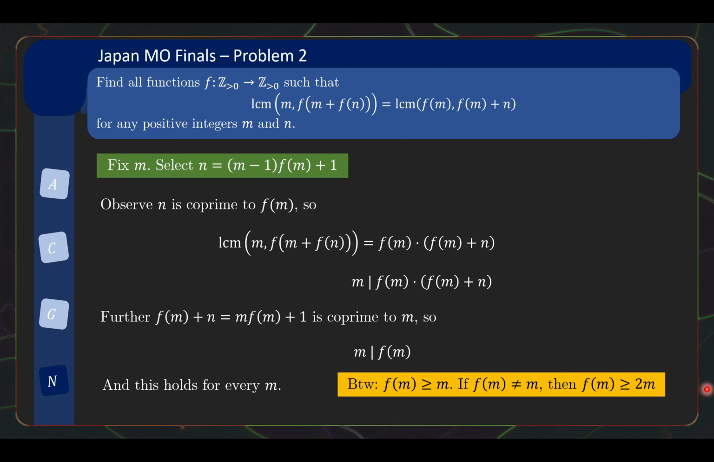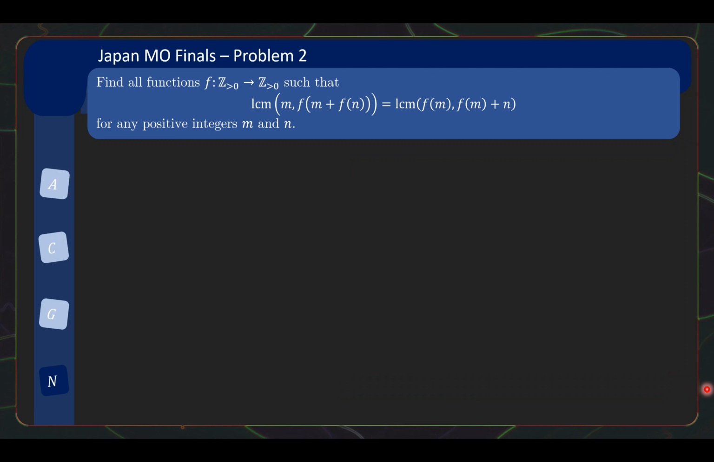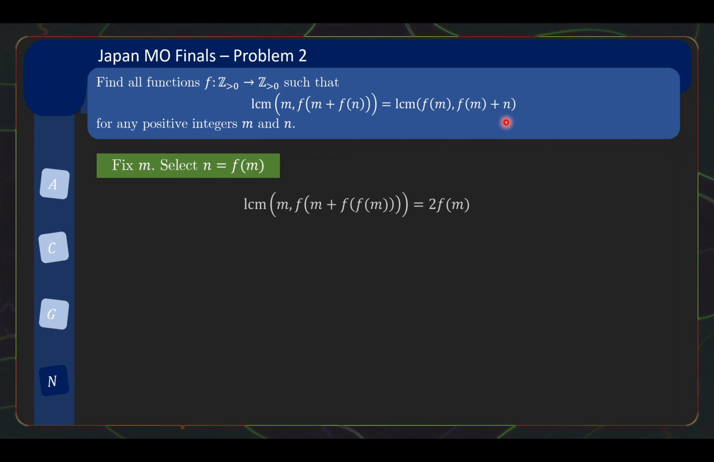So the next motivating idea is we still have a very clunky right hand side to work with, even though we know fm is a multiple of m. So another way we can simplify the right hand side is, what if we select n equals fm? By selecting n equals fm, then the right hand side is obviously LCM of fm and fm, which is 2fm. So this looks really simple. Again, we got rid of one of the LCMs, but the right hand side looks really clunky.